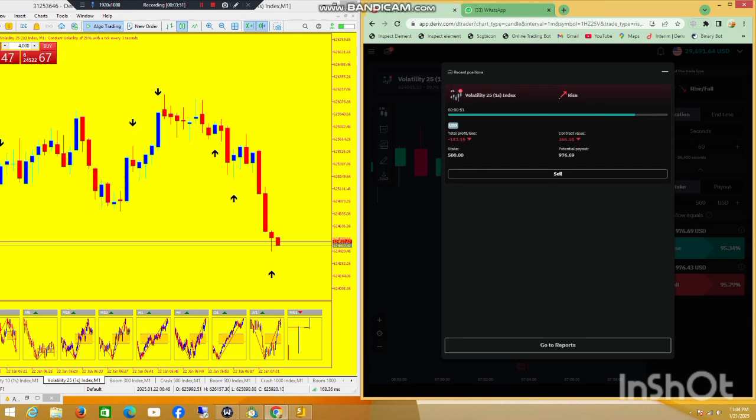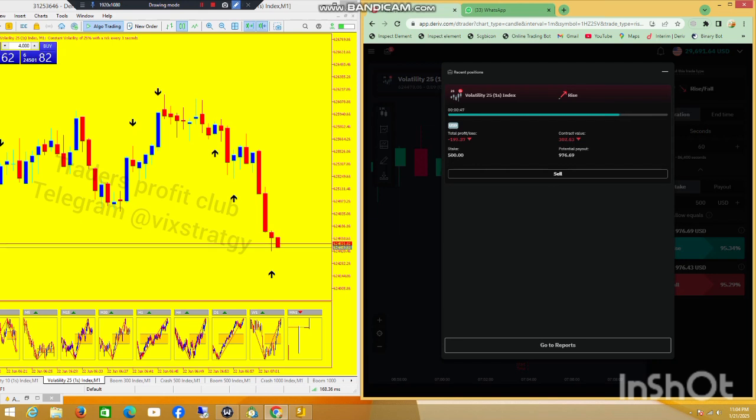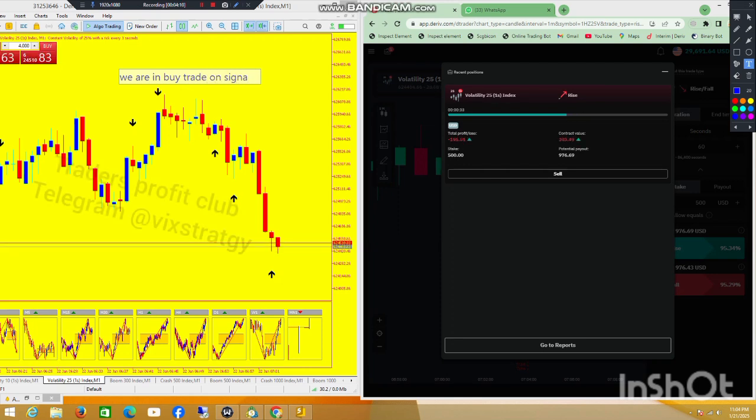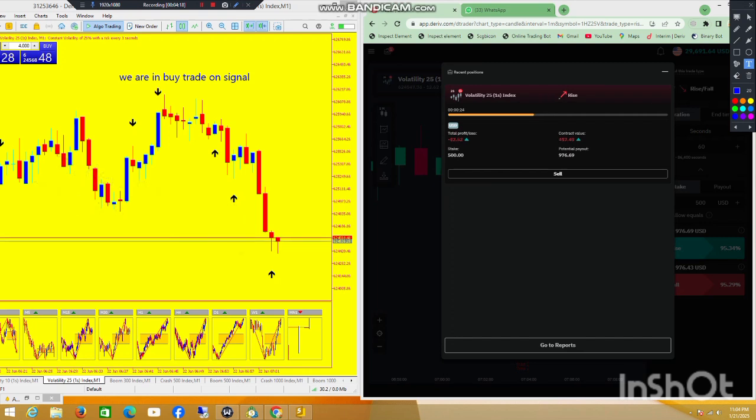Look here guys, we took the trade with $500, and look here, as the buy signal appeared, we took the trade. Keep watching and see what comes out of this. Our trade duration is 1 minute always, okay? Always just buy for 1 minute duration only. Follow the signal, don't worry. You will make awesome cash guys.